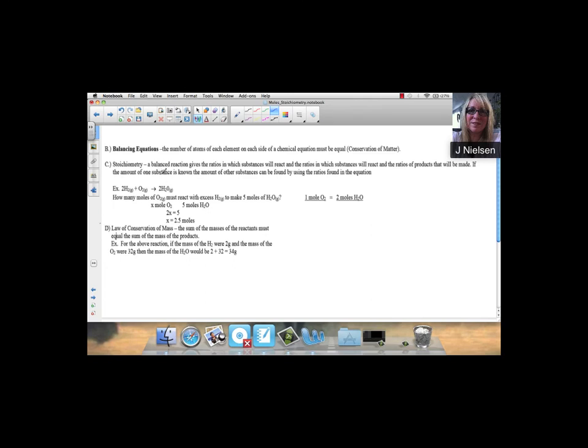Balancing equations. The number of atoms of each element on each side of the chemical equation must be equal. This is referred to as conservation of matter. It's very important. What I start with, I must finish with.